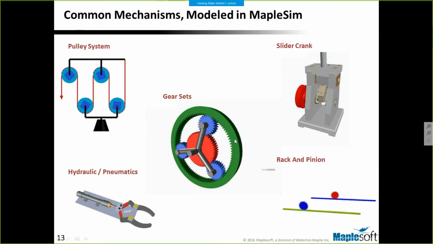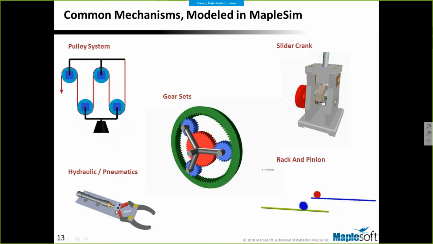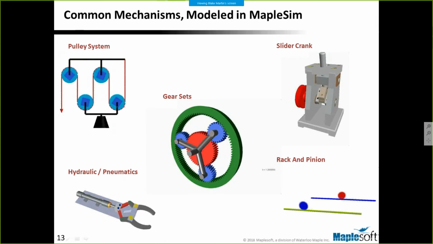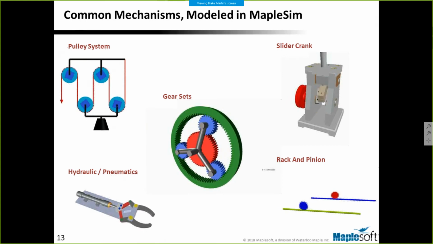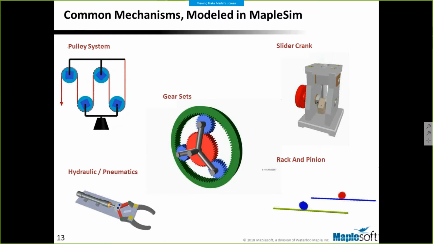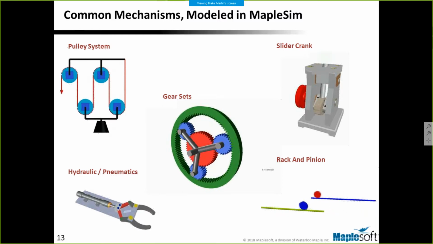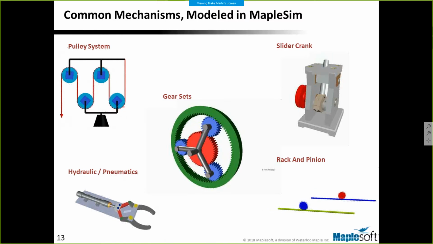In this case here we have a planetary gear set, hydraulics and pneumatics. So we're using some kind of hydraulics and pneumatics to drive a system. This could be a simple case of this grabber, or it could be more complex things such as in an excavator. And then also rack and pinions. So these are just some of the examples of the different types of areas that can be modeled using MapleSim.